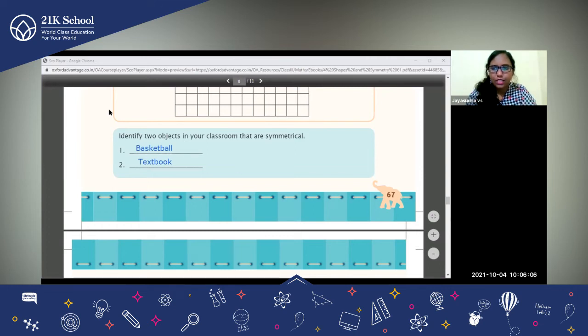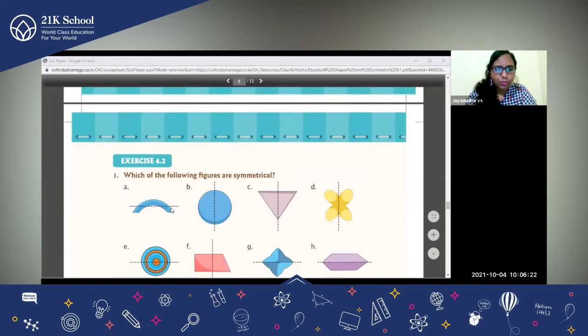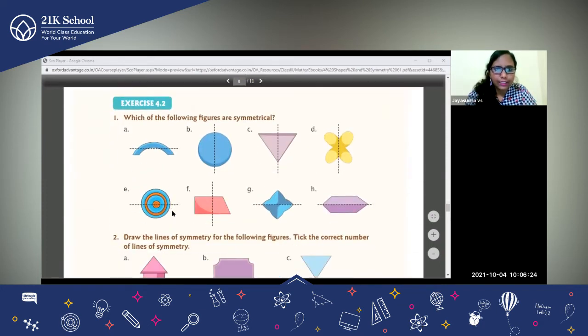Yes, Adya, that is also symmetrical. Yes. Ryan, is that symmetrical? Yes, it is symmetrical, but you have to cut exactly in the middle. Okay, fine, fine. Right. Okay, fine. Next, moving on to the next part. Hope you have completed. Now it's time to figure out the symmetrical things.